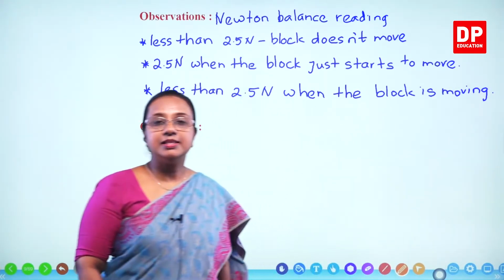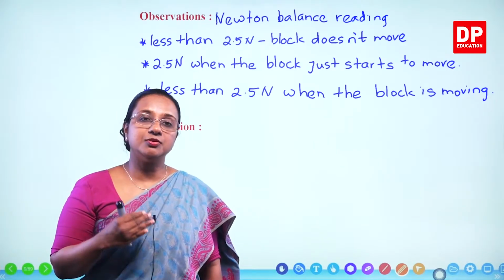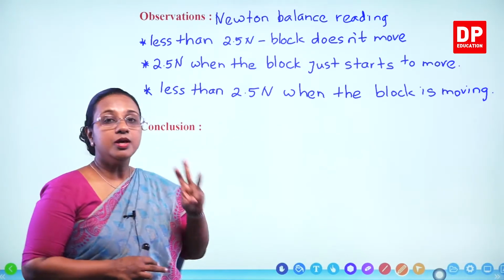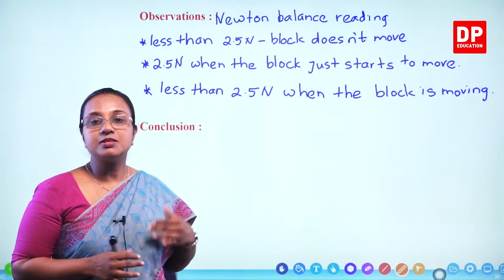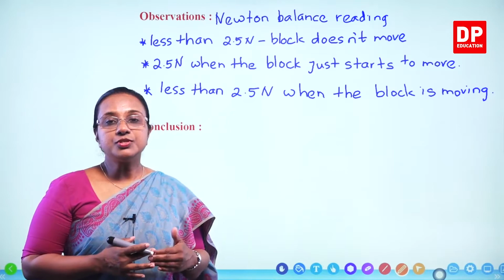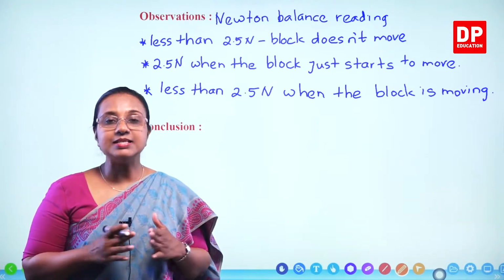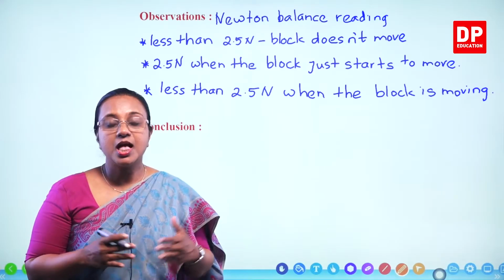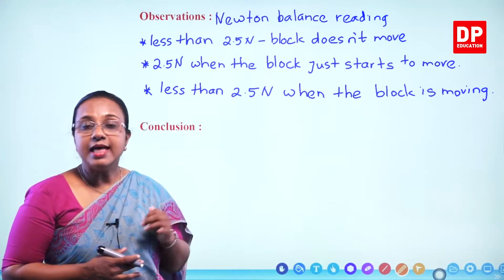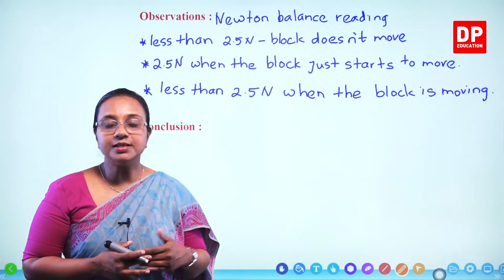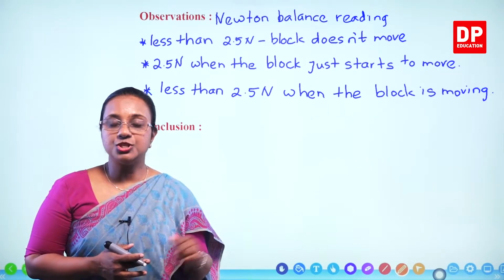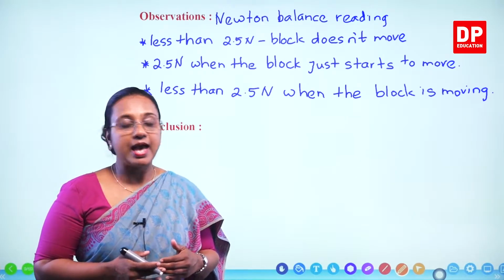These are the three observations that you saw from the activity, and these correspond to three different instances of frictional force. We apply a force, but that force is balanced by the frictional force. Then the object will not move. That is the first one. That frictional force is called the static frictional force. So that is one conclusion that you can get from this activity.